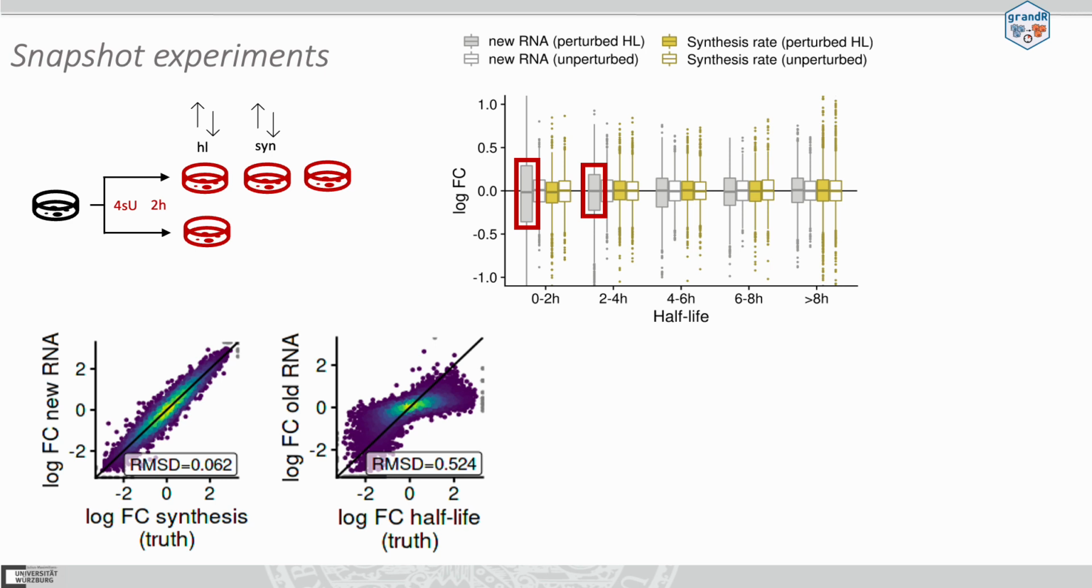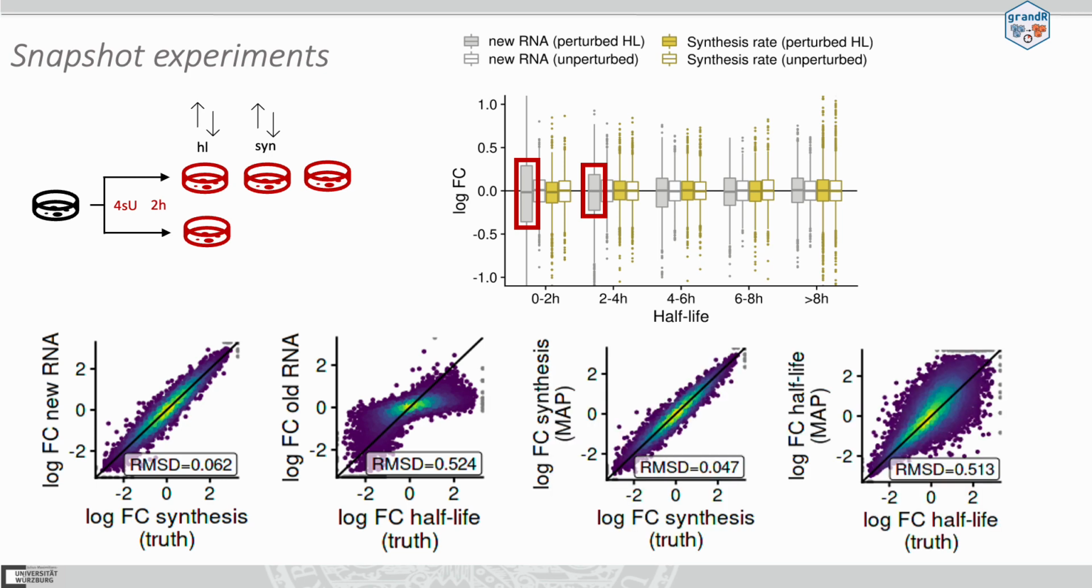So we wanted to improve this and get actual synthesis and half-life estimates using a Bayesian approach. If we look at our maximum a posteriori values, we see that they were unbiased for synthesis and actually even more accurate than log-fold changes of new RNA. And also for half-life, they were more accurate.